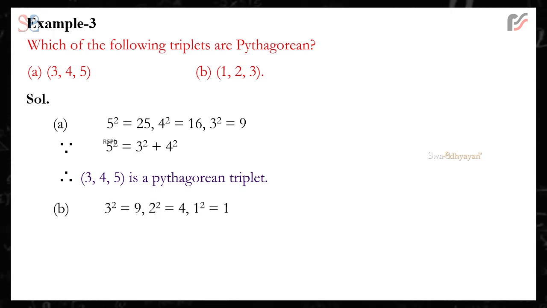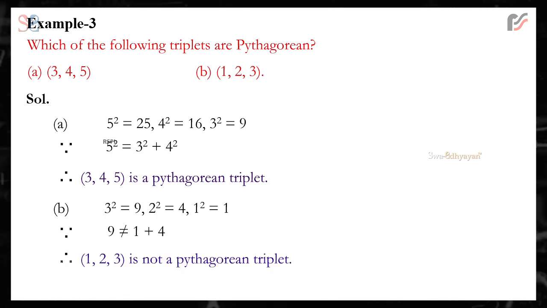B. 3 square is equal to 9, 2 square is equal to 4, 1 square is equal to 1. Because 9 is not equal to 1 plus 4, therefore, in the brackets 1, 2, 3 is not a Pythagorean triplet.